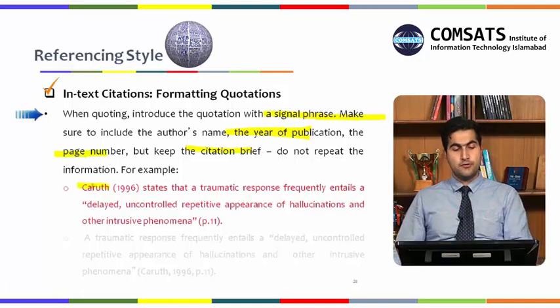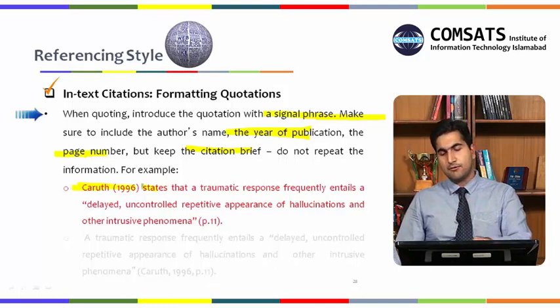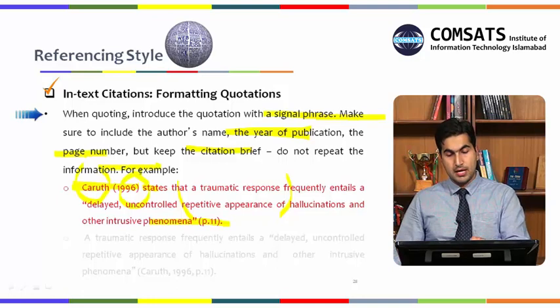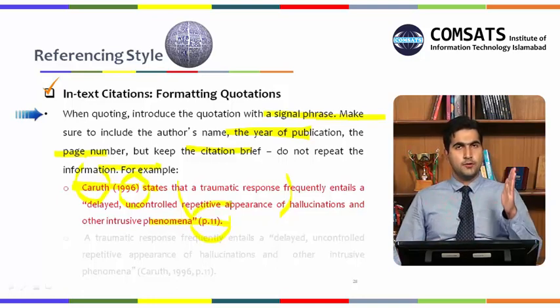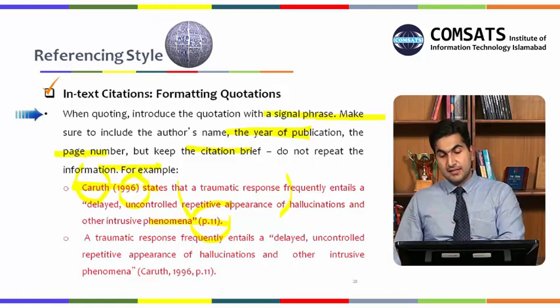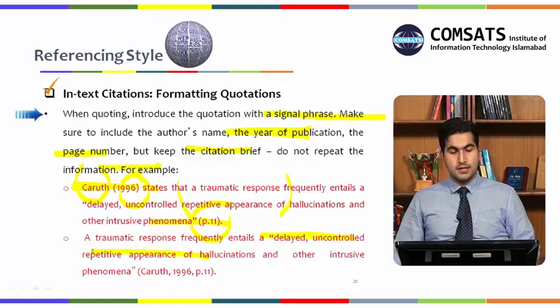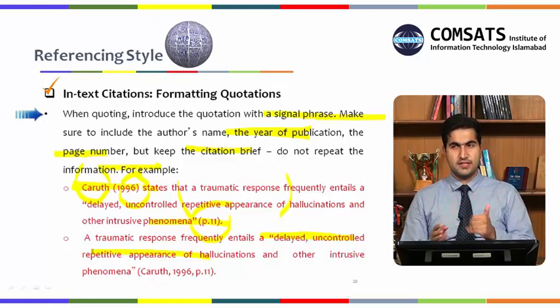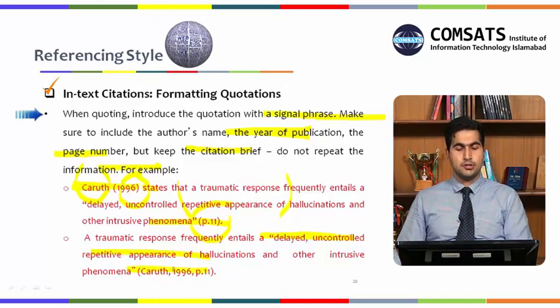So this is the original source. Caruth 1996 states that the information comes ahead alongside the page number. So you have author, year, and then page number. That's how you provide things side by side. A dramatic response frequently entails an exact quotation within quotation marks. It has been quoted here with no signal phrase, because a signal phrase is the one in which you mention the author and then some signal words, as you're going to see ahead. So you provide things at the end by writer, year and page number.